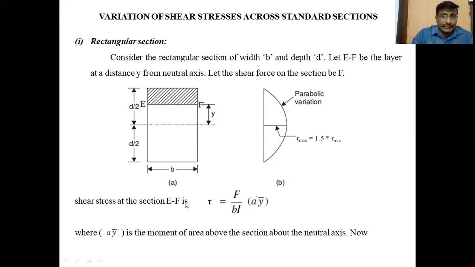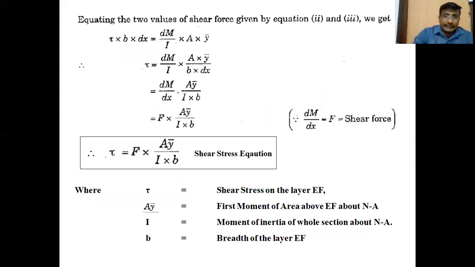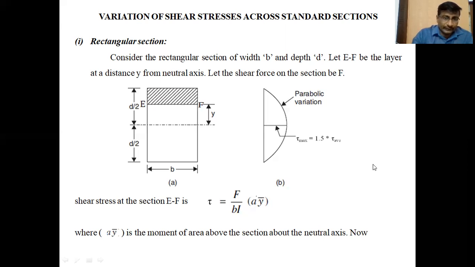Shear stress at the section EF, at a particular layer, the shear stress formula tau is equal to F A y bar by B into I. Just earlier I said that in the earlier class we derived that formula, where A y bar is the moment of area, which is the shaded area here, the moment of area above the section about the neutral axis. The first moment of this area about the neutral axis is called A y bar.